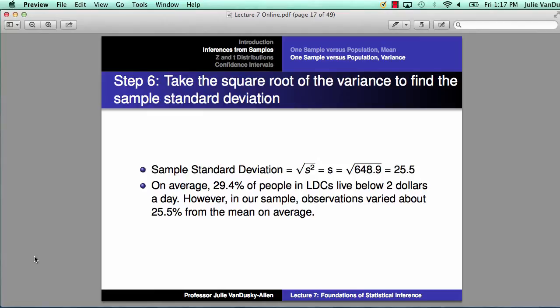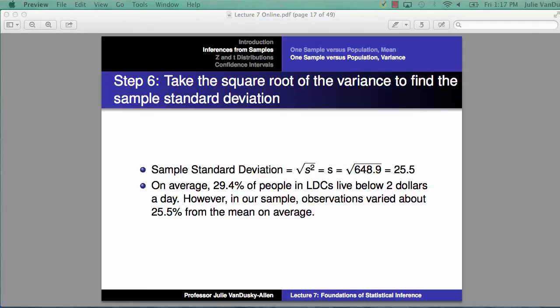Last, you take the square root of the variance to find the sample standard deviation. We take the square root because we squared the values in step 3. As a result, the values of the variable became much larger. So we take the square root to bring the number back to a more realistic level. In this case, the square root of 648.9 is 25.5. So our standard deviation for the percent living under $2 a day sample is 25.5.